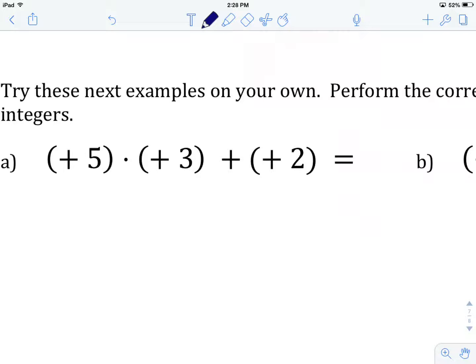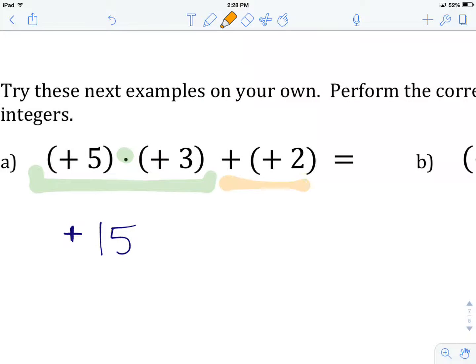Alright, let's get a look at this. Again, we're looking for multiplication and division first. So when I look at my first two integers, I see that they are being multiplied. So I'm going to do this step first. I have a positive 5 times a positive 3. Integers with the same signs being multiplied give me a positive product, so that's going to give me plus 15 as a product, an answer.